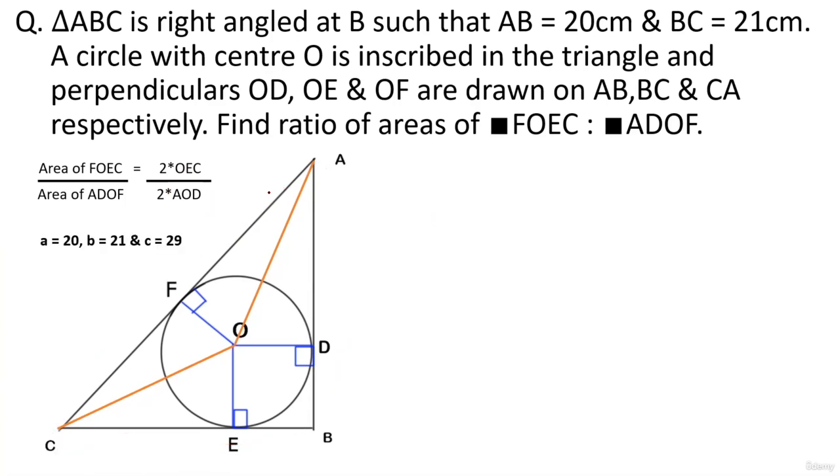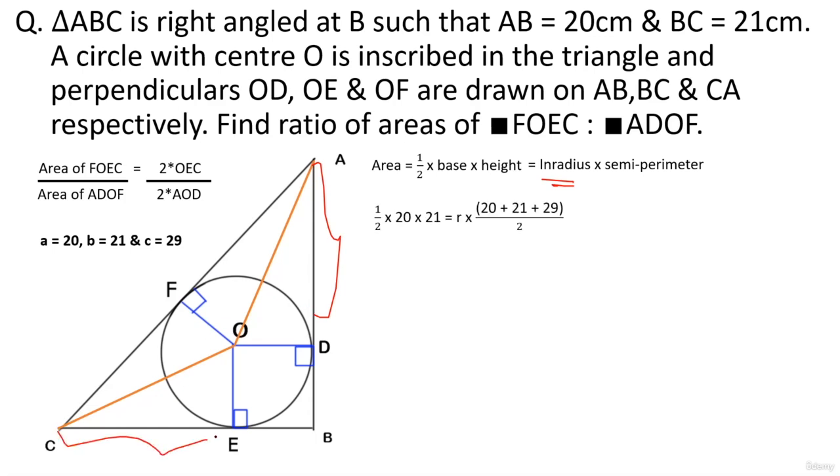All right, now guys, if you observe carefully, the area of this triangle will be half into base into height. So half into 20 into 21 should be equal to inradius into semi-perimeter, right? So that's exactly what we'll do in this case, guys. Now I will try to find out the value of the inradius, because once I find out the inradius, I will be able to calculate the length of AD and the length of CE accordingly. Okay, let's see how. So first I calculate the area of the triangle, half into base into height, so half into 20 into 21.